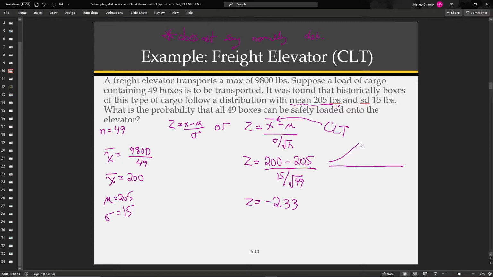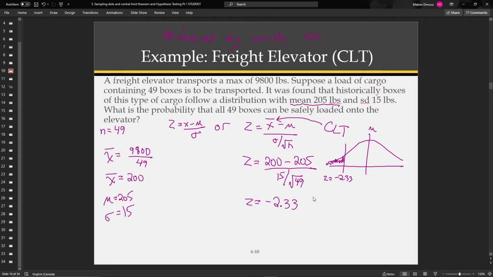It's very important for this question that we draw the picture, because we need to think about which side of this table we are looking for. What's the probability that all 49 boxes can be safely loaded in the elevator? Here's the mean. We just got a Z-score when we plugged in the sample mean of 200. We got a Z-score of negative 2.33, so we're on this side of the table somewhere. We want all boxes to be safely loaded, so we're looking less than this number, right? If we're more, then we're going to be over the limit of 9,800 pounds when you have all the boxes on there. So we just want to find what that Z-score is right here.